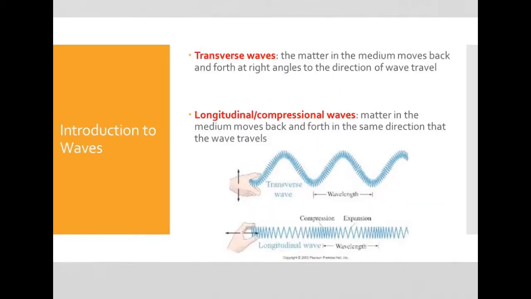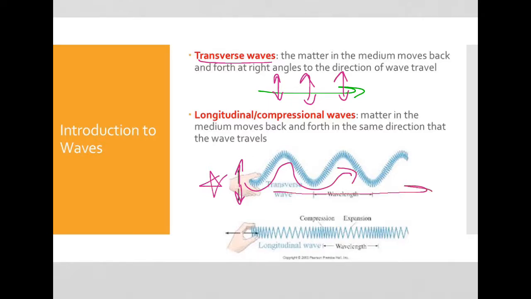So, here are the two main types of waves. The first here is transverse waves, where the matter in the medium moves back and forth at right angles to the direction of wave travel. So if the direction of wave travel is this way, the molecules are moving up and down perpendicular to that. So right here we have a transverse wave. Say I shook the hand over here, the wave will travel overall in the horizontal direction, but the molecules here are traveling up and down perpendicular to that.